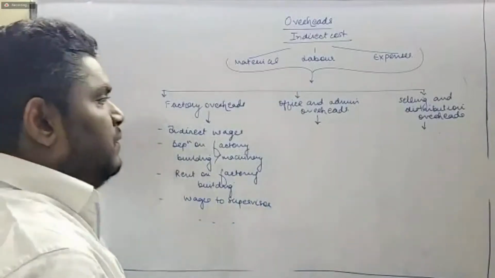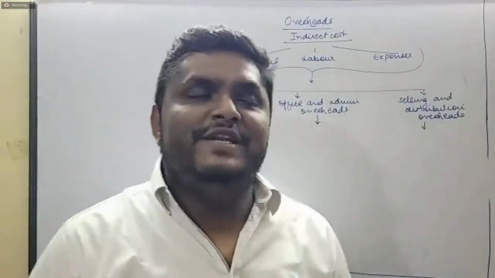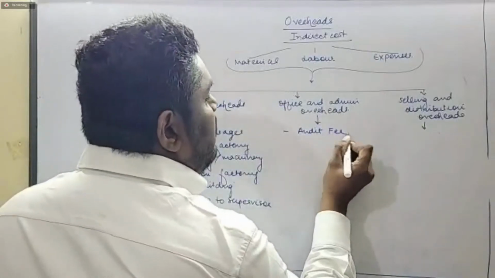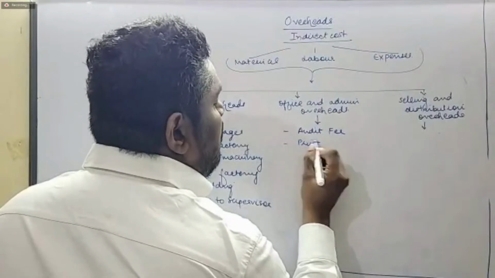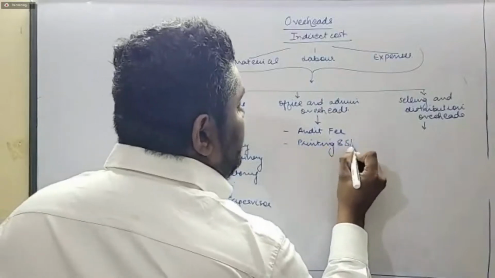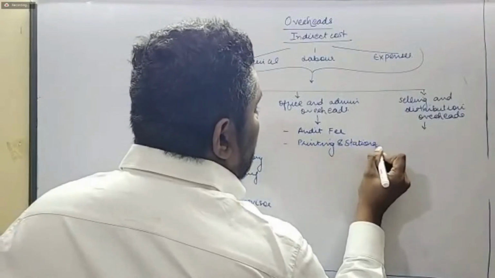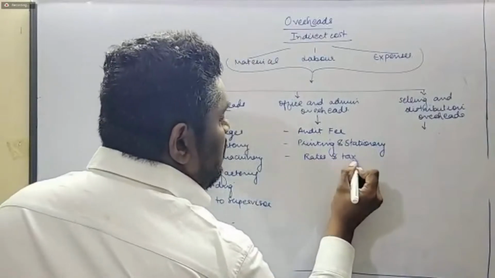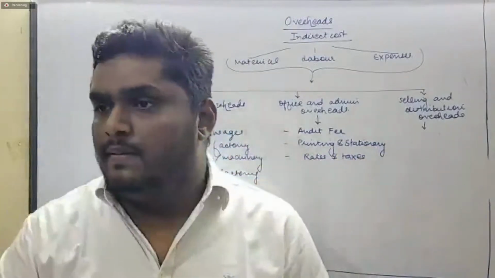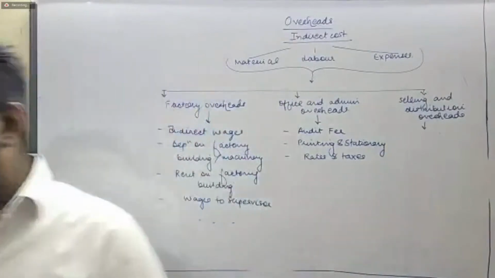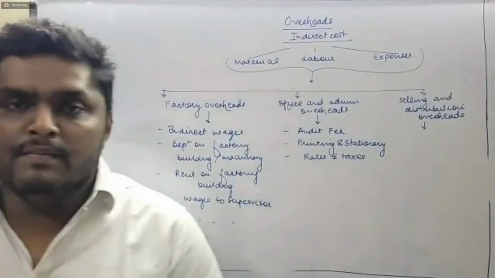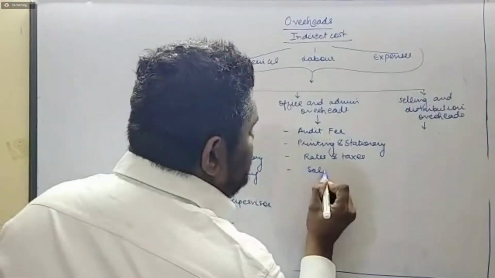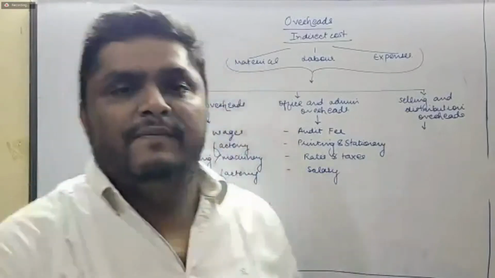and many more. When talking about office and administration overhead, it covers audit fee, printing and stationery, rates and taxes, salaries paid to the accountant or the office staff.